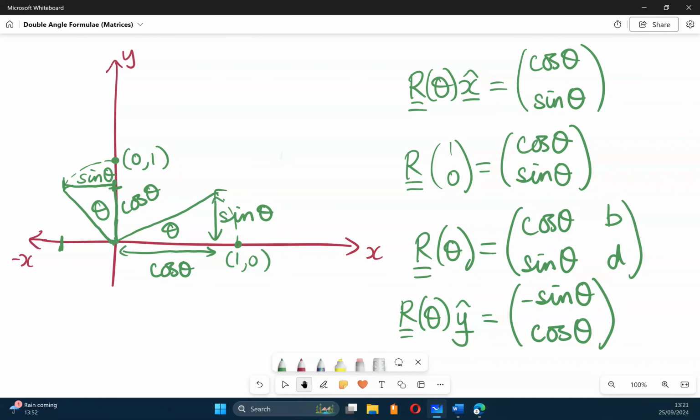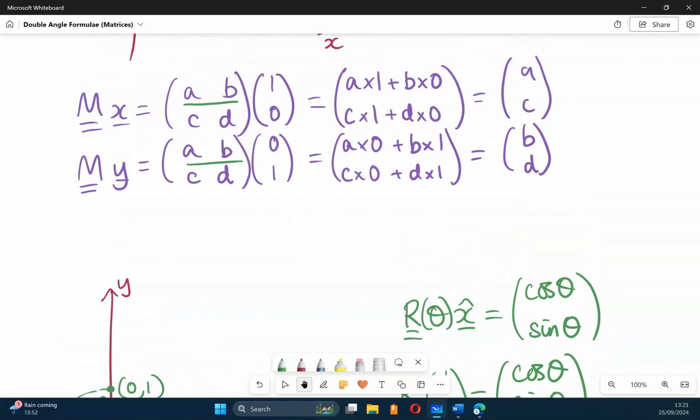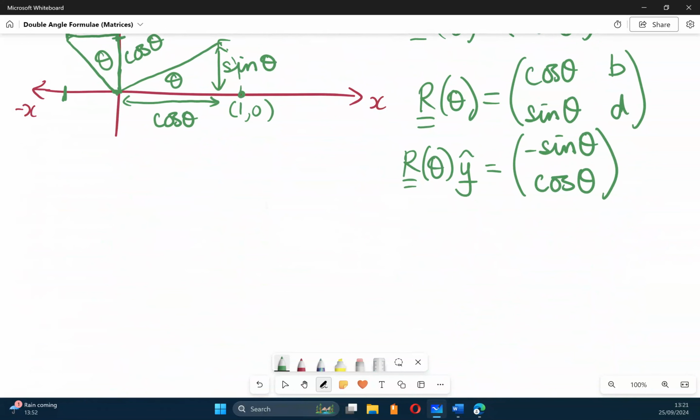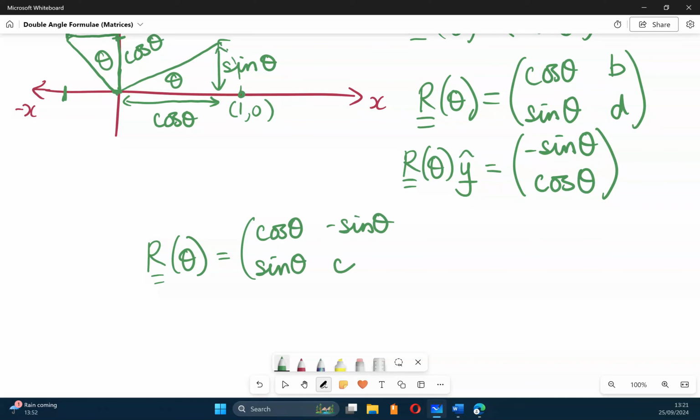And we know from earlier that the image of y, when acted on by this, must be the second column of the matrix, so B, D. So now we can complete our picture for R of theta. This is equal to cosine theta and sine theta, and this part must be minus sine theta and cosine theta. So this is our rotation matrix, and it rotates a vector or some point by an angle theta anti-clockwise.